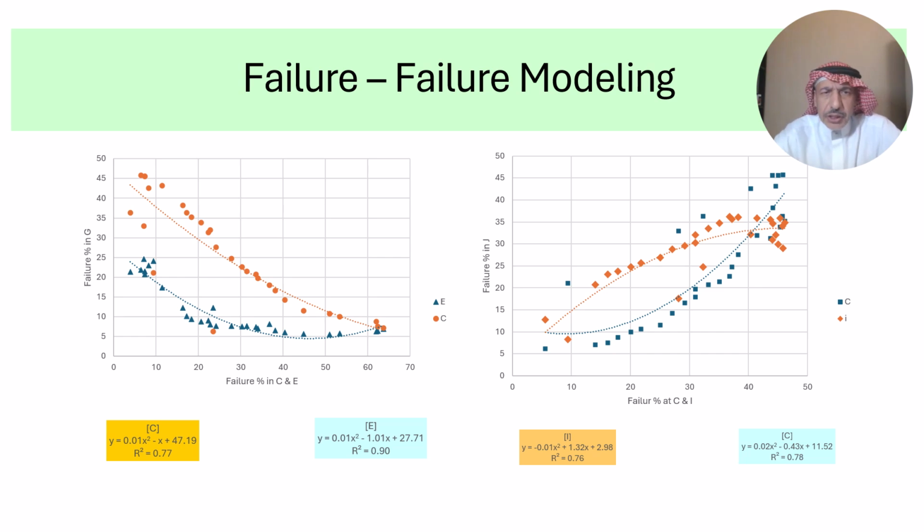For more theoretical knowledge, the relationship between failure at different sites is presented in this graph. It was observed that the relationship reflects a second-order polynomial. The left graph reflects a negative relationship between failure at different sites, while the right one reflects a positive relationship.